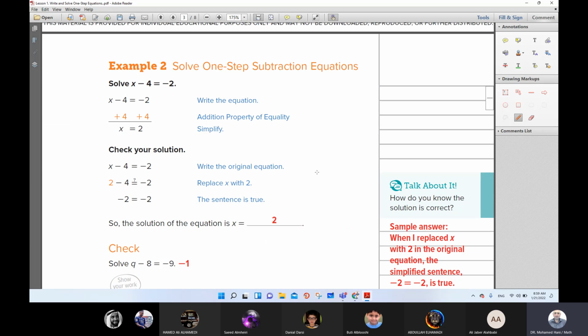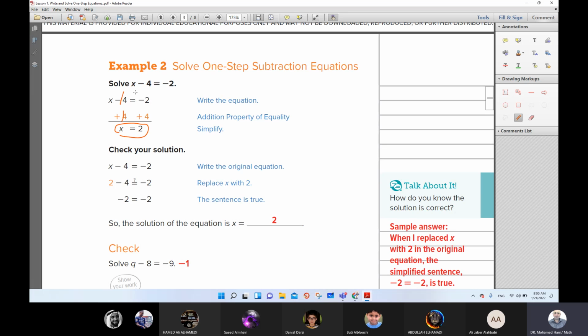Solve one-step subtraction equation. We have this equation, solve x minus 4 equals minus 2. Rewrite the same equation. Try to remove negative 4 to keep the variable alone on the same side. How to remove negative 4? Add the additive inverse. What is the additive inverse of negative 4? It will be plus 4. So add 4 to the two sides. Negative 4 plus 4 will be 0. It remains x here. Negative 2 plus 4 will be 2. So x equals 2.